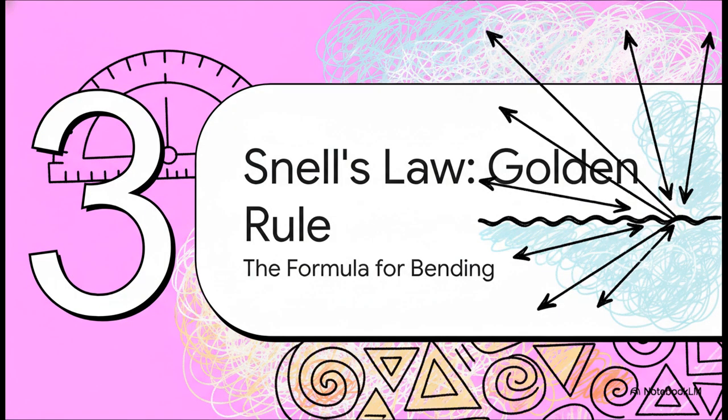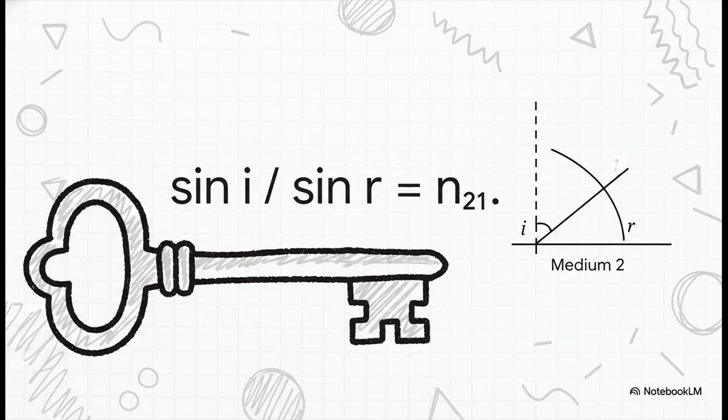And that brings us to the mathematical heart of it all. This is the part that gives us the power to actually predict how much a ray of light is going to bend, which, when you think about it, is pretty awesome. And here it is. This might look a little intimidating, but it's actually pretty elegant. This is Snell's law. All it's saying is that if you take the sine of the angle of incidence, that's i, and divide it by the sine of the angle of refraction, that's r, you always get the same constant number. And we call that number n21. This is the golden ticket for calculating the bend.